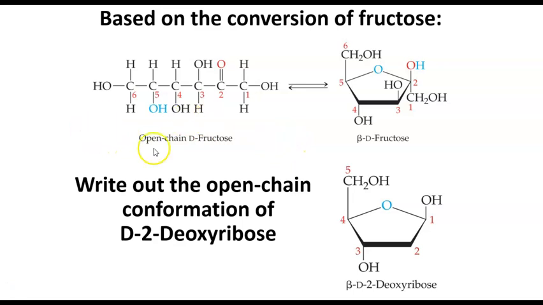So if this is the open chain conformation of D-fructose, this is beta D-fructose, I want you to practice just converting these and thinking about how these are oriented in space. I want you to write out the open chain conformation of D-2-deoxyribose, just as a little practice problem to do.